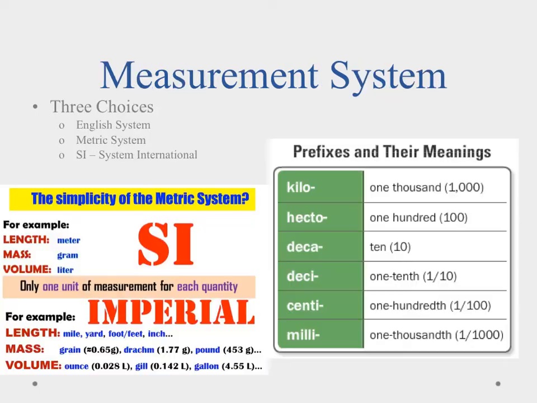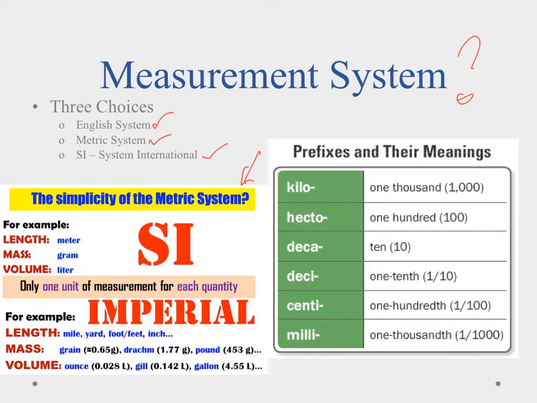So we talked about measuring a little bit as being a scientific skill, and that leaves us with which measurement system do we use? We have three choices here in America. We can use the English system, we can use the metric system, or we can use the SI or System International system. Now, the simplicity of the metric system is down here, and this is what I wanted to show you. SI is what scientists use. It's basically a simplified form of the metric system, but it's set for scientific use.